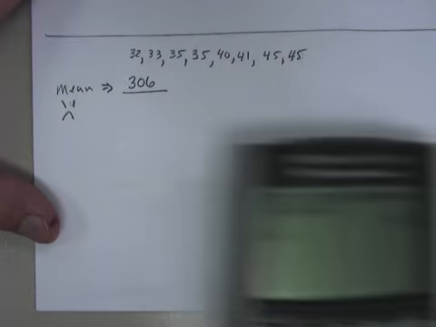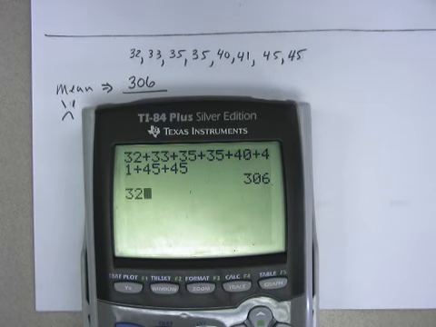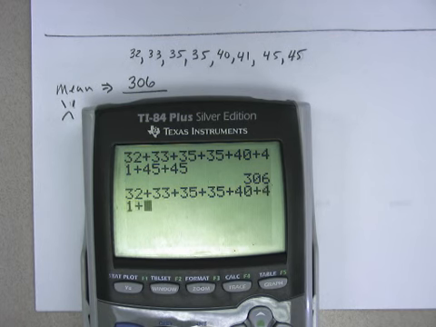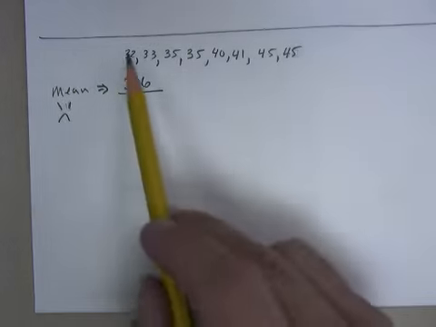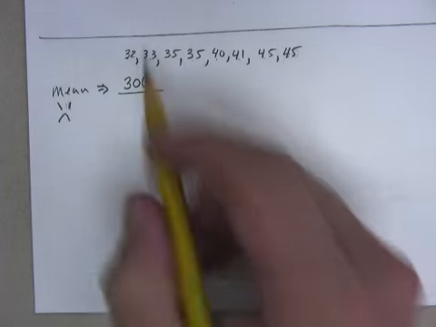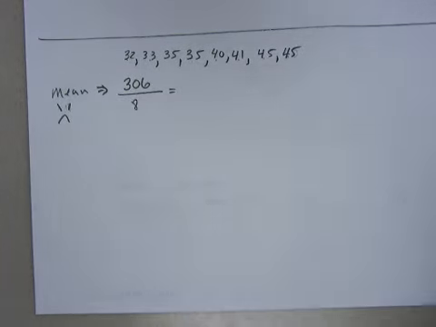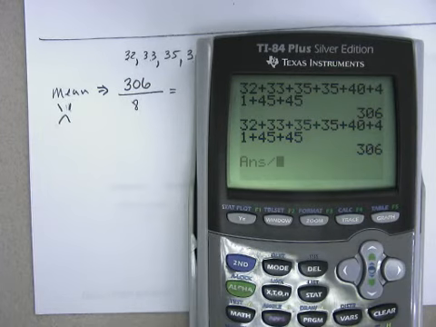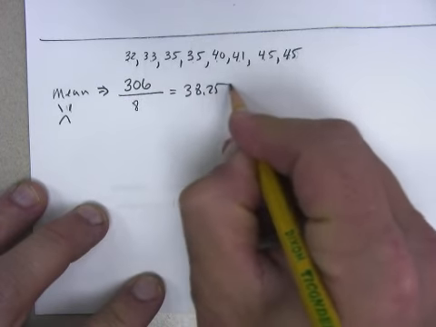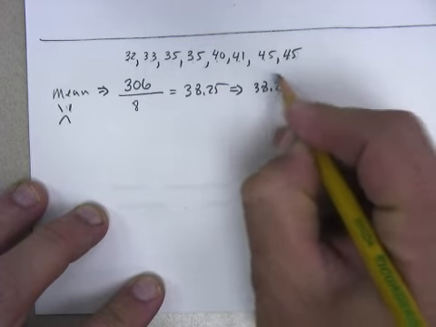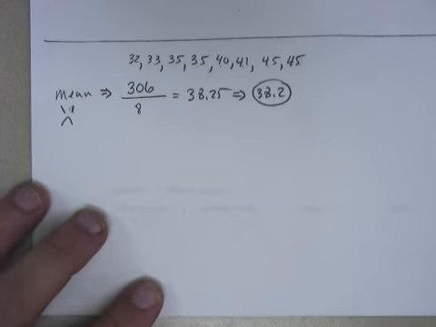So let me plug that here. There's 306. Let me try it one more time just to verify it. 32, 33, 35, 35, 40, 41, 45, and 45. 306. All right. Let's count up how many we have. We have 1, 2, 3, 4, 5, 6, 7, 8. We have 8 numbers. So I'll take 306 divided by 8, and I get 38.25. We'll round to the tenth, and so the mean is 38.2.